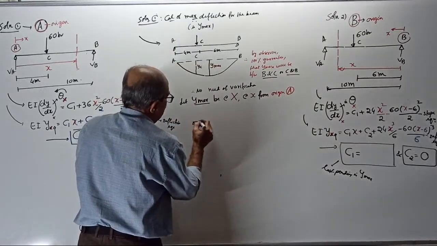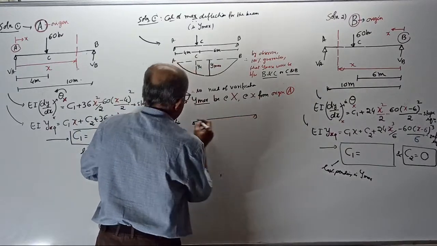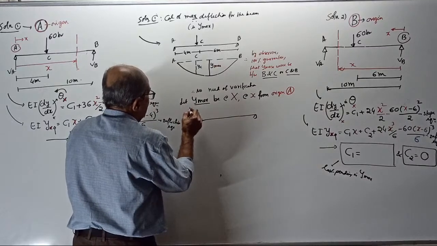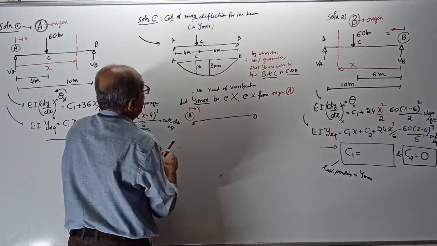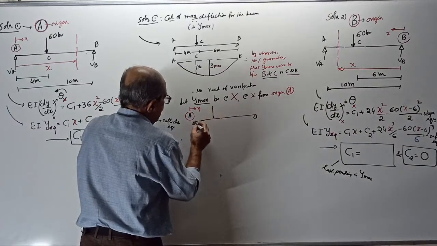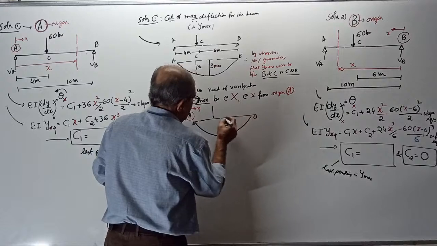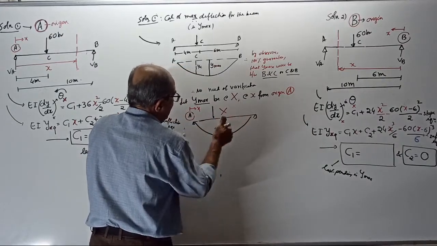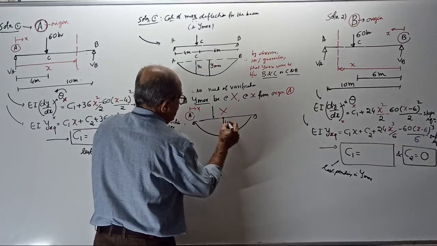See, this is the beam. One more sketch here. Your A is the origin. I am rounding it off with red color. X goes this way. Then your point load is here. The beam will bend like this. Somewhere here is a point X where your Y is maximum.